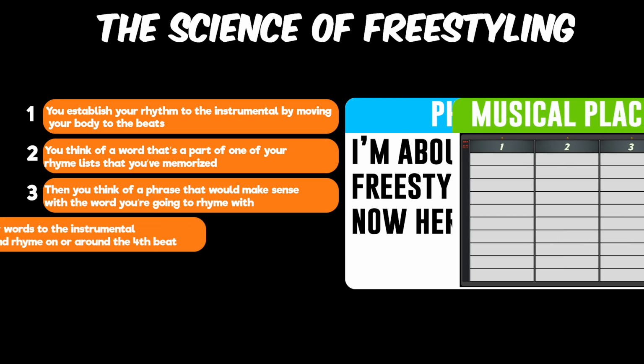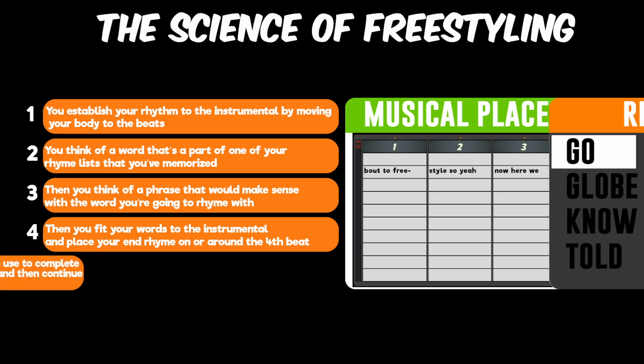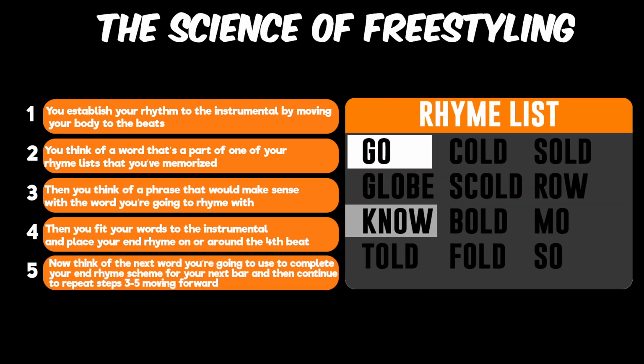Step 4, then you fit your words to the instrumental and place your end rhyme on or around the 4th beat. And step 5, now think of the next word you're going to use to complete your end rhyme scheme for your next bar, and then continue to repeat steps 3 through 5 moving forward.